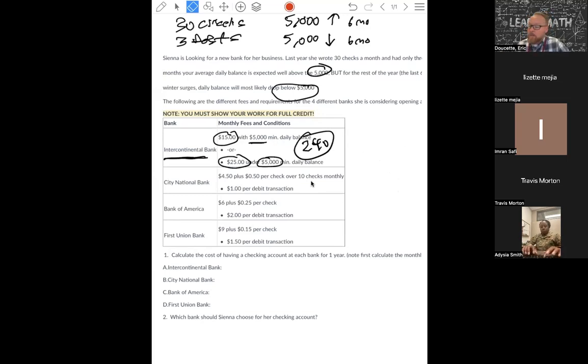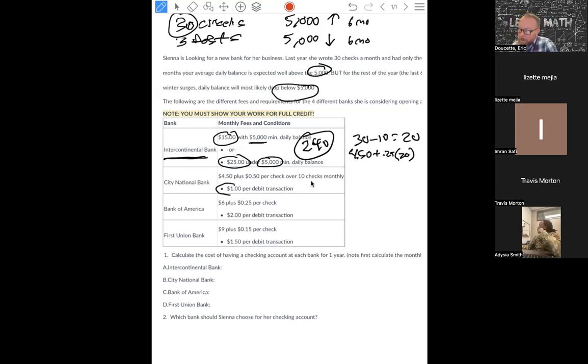We set up here that she writes 30 checks a month, right? So sorry, I'm on that. She writes 30 checks a month. So we can start by going, okay, let's do 30 minus 10 equals 20. So she's going to pay $4.50 for the account every month, plus she's going to pay 0.25 times 20. Right? So that's going to be her monthly cost.